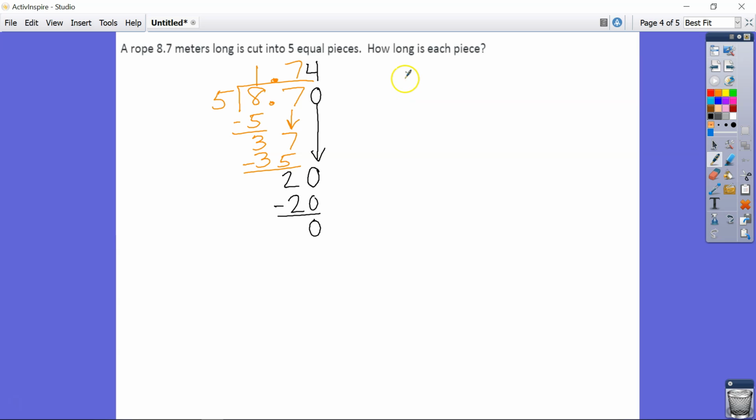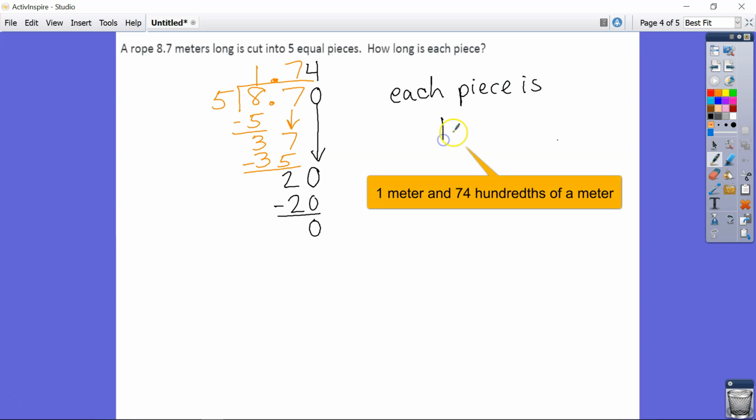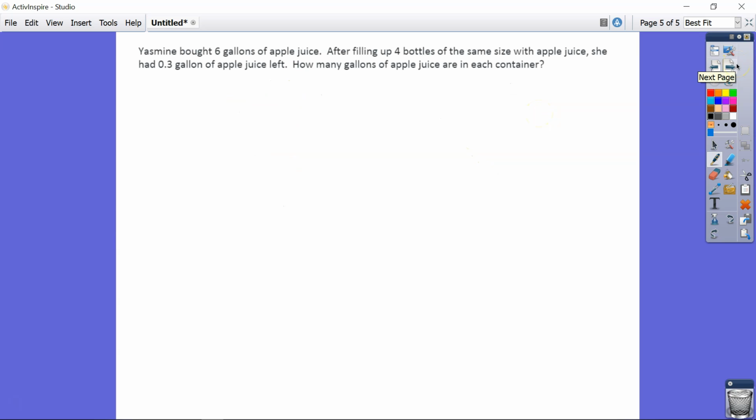We know that how long will each piece be? Each piece is 1.74 meters long. All right, moving on to the next problem.